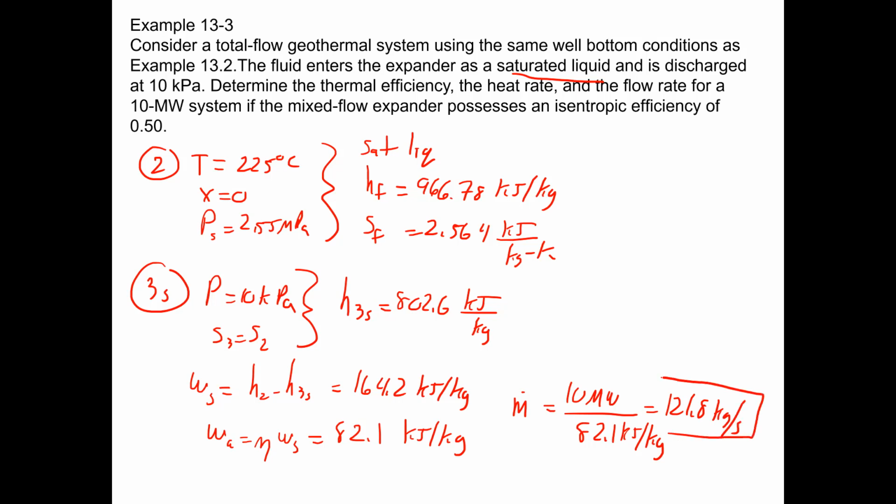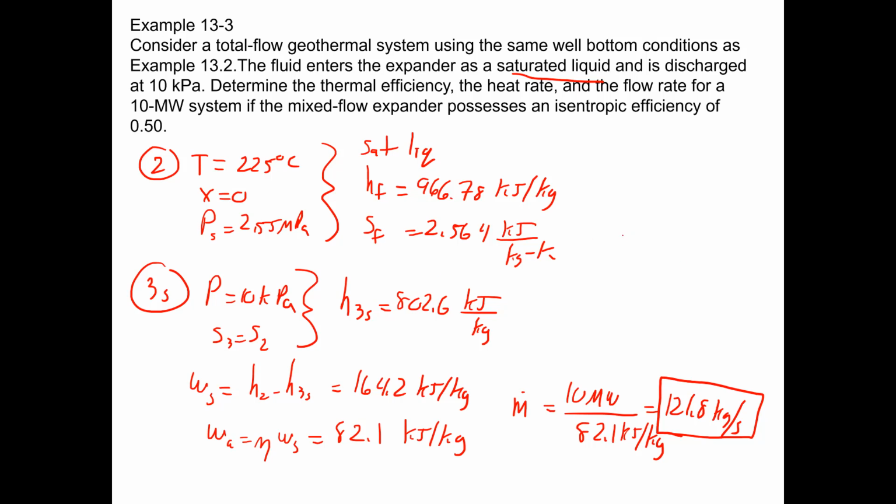This is the main thing I wanted to look at in this problem. I know it's asking us to compute a lot of other things. We'll go ahead and compute the efficiency as well, but I wanted to make sure that we focus in on the difference in flow rate. Here we need a flow rate of 121.8 kilograms per second, which is much lower than the 200 plus kilograms per second worth of mass flow rate we needed for the other example problem. So again, it's the same supply conditions, just two different types of geothermal configurations. And this one requires less mass flow rate than the other.